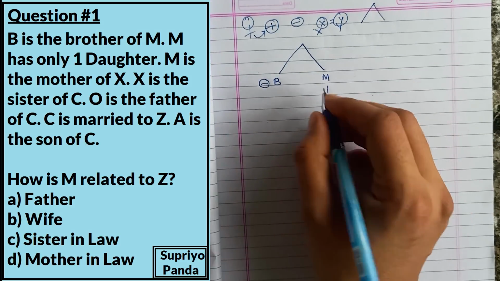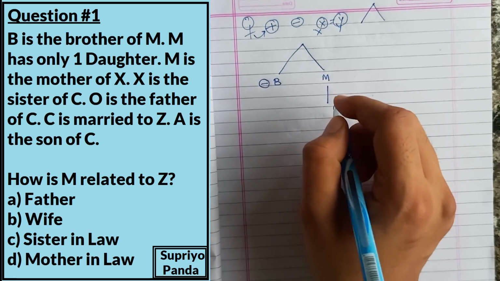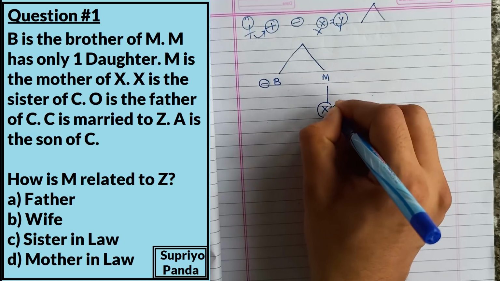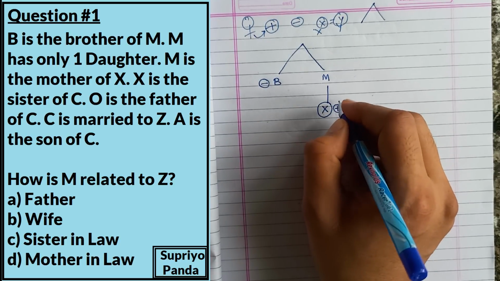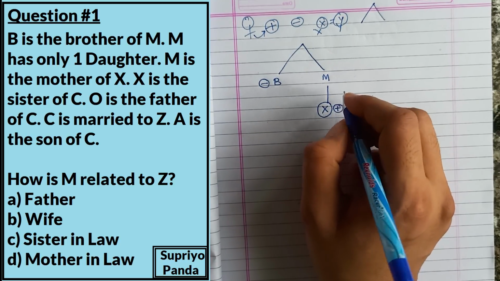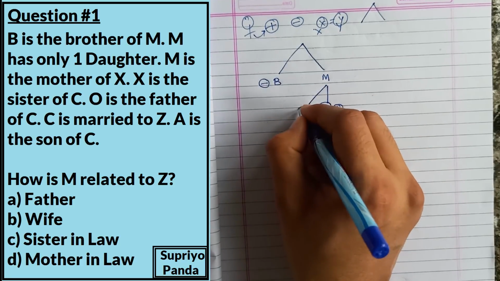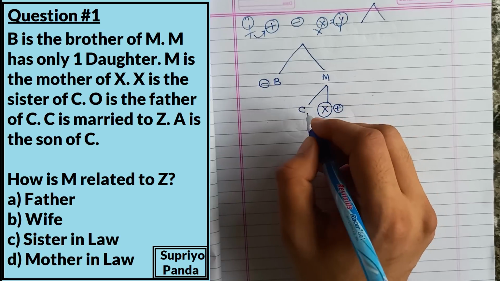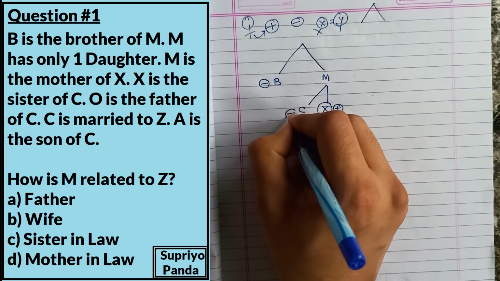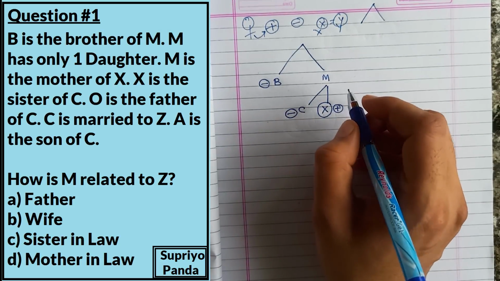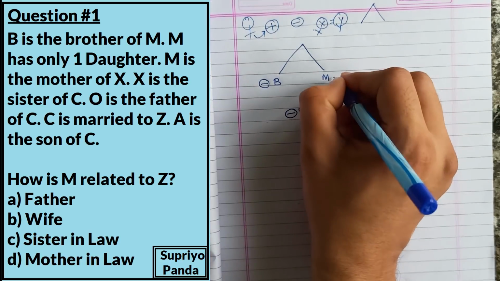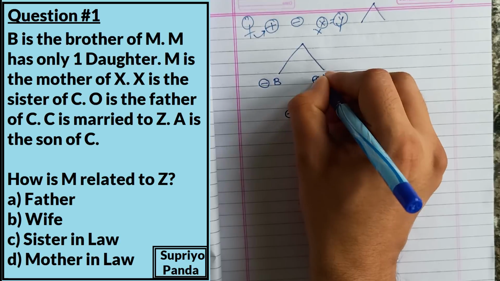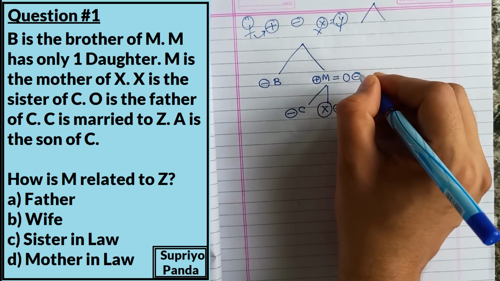Since X is a sister and M has only one daughter, we can write X like this. X is a female, and she is the sister of C. Remember that M has only one daughter, so C must be a male. O is the father of C. Fine. So now we know the gender of M as well. M must be the mother and O is the father of C.